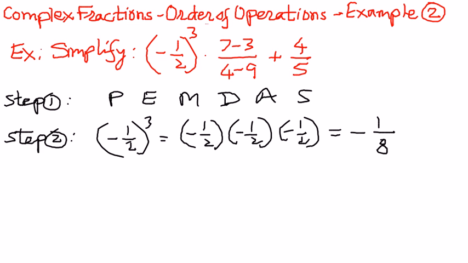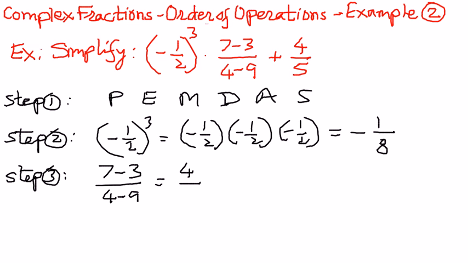Then in step 3, we're going to look at the second part of the expression where it says 7 minus 3 divided by 4 minus 9. We'll simplify this. 7 minus 3 is 4, divided by 4 minus 9 is negative 5. So therefore, positive divided by negative is a negative. Therefore, we can write it out as negative 4 over 5.